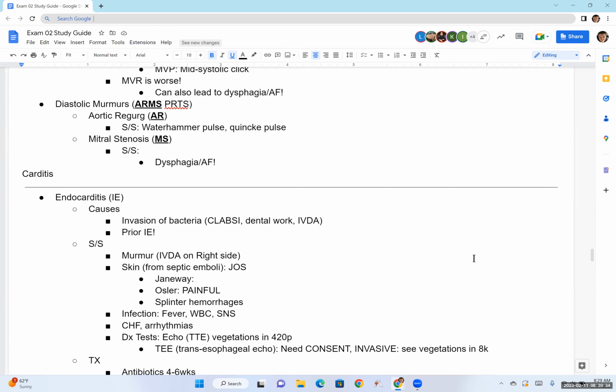So carditis, you got 3 flavors. What are they? Endo, myo, and peri, right? The one that has the least information is the myocarditis. That's usually just sustained damage to the heart, usually due to infection of some sort, right? You don't just get it. It's usually something that happened that caused the myocarditis. They usually have persistent tachycardia, persistent chest pain.